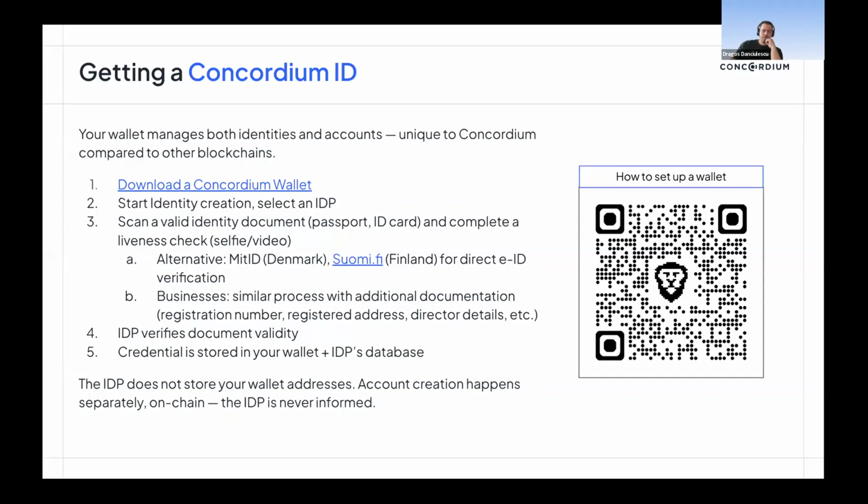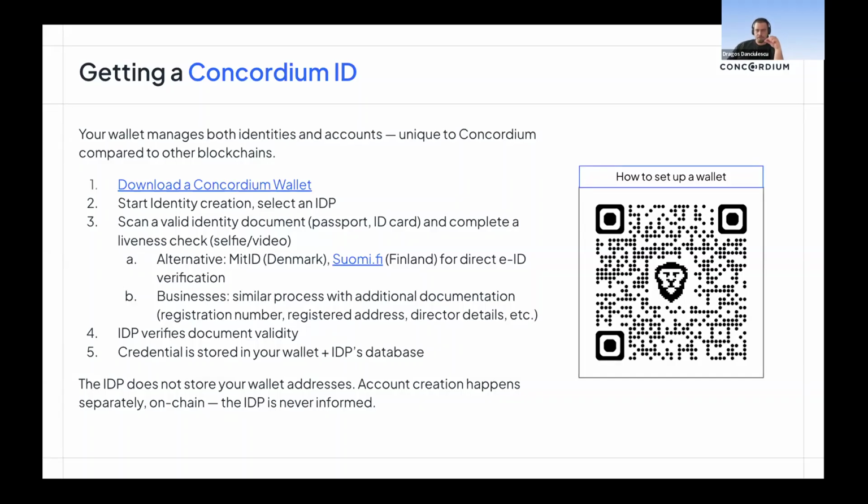As an alternative, if you're from Denmark or Finland, you can use your EID directly for verification. You can skip most of the steps. Now for businesses, the process is similar, but there is obviously additional documentation needed. So the registration number, the registered address, director details, etc. Then once the IDP receives all that, they will verify the document validity. If everything is valid, the credential will then be stored in your wallet and the IDP's database.